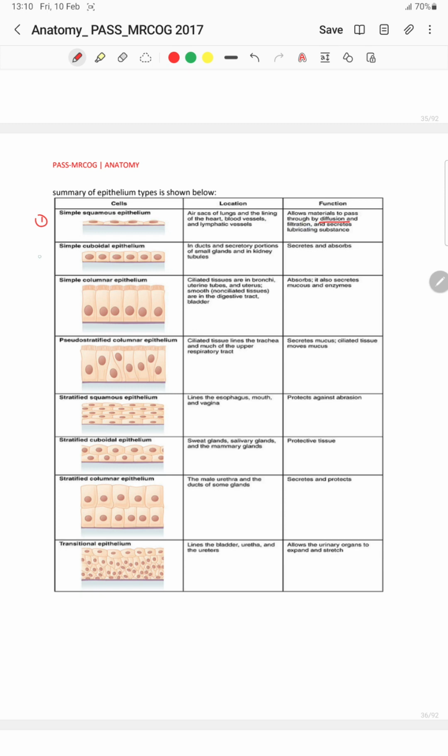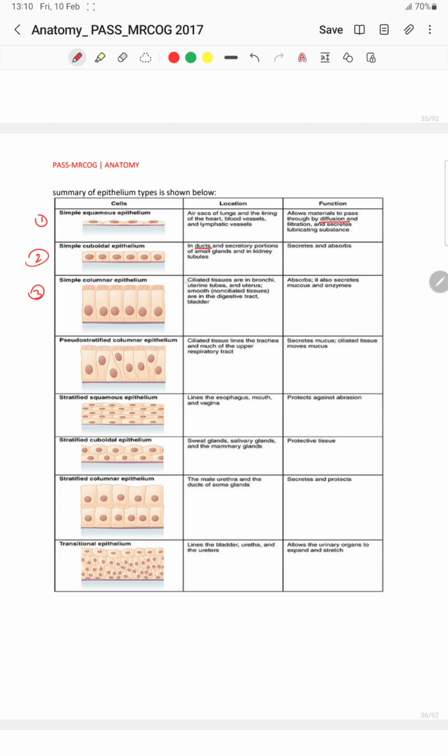and secrete lubricating substances. And number two is the simple cuboidal. It is present mostly in the ducts, secretory portions of the small glands, and in the kidney tubules, and their function is mostly secretion and absorption. And number three is the simple columnar epithelium.